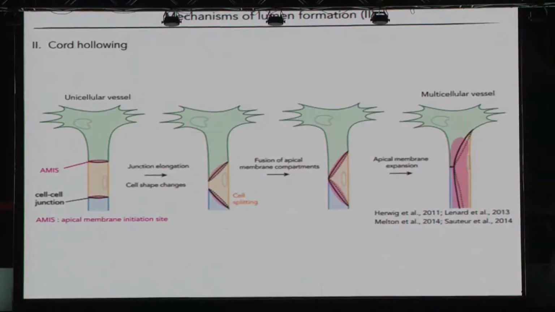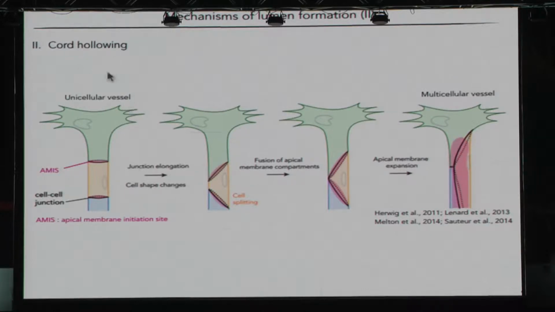I will now go on to the second mechanism of lumen formation, and this is called cord hollowing. Here, endothelial cells are initially organized one after the other, and this organization is known as a unicellular vessel. In this organization, junctions are circular in shape and are separated. But as vessels develop, the junctions elongate, and as they do so, it brings together a convergence of cells. And the junctions then form a linear structure along the length of the vessel.